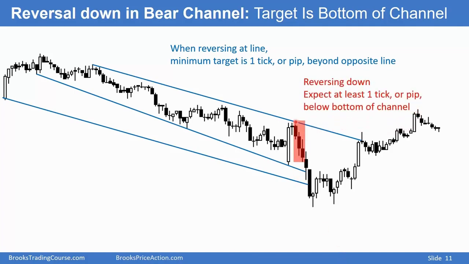We're reversing down from the top of the channel. Minimum target is at least a little bit below the bottom of the channel. Different ways to draw the channel, so here, maybe here. The target was reached here. We got a little bit below the bottom of the lower line.